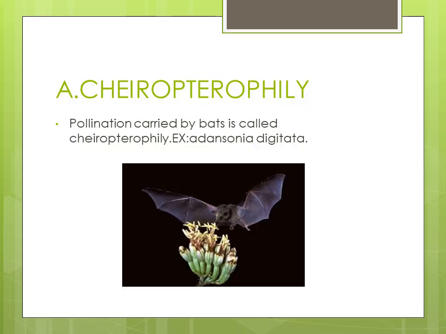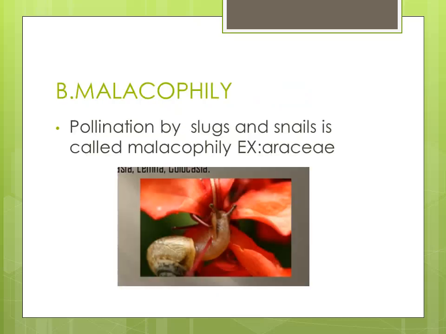The next is zoophily. The pollination occurs by animals. Such flowers are called zoophilous. Here, Chiropterophily: Chiroptera means bat. You can see in the picture the bat is sucking the honey from the flower. Through this, it is a carrier for pollen. Next, Malacophily. The pollination occurs by slug or snail. The snail depends upon the honey of the flower, and through that the pollens are transmitted.